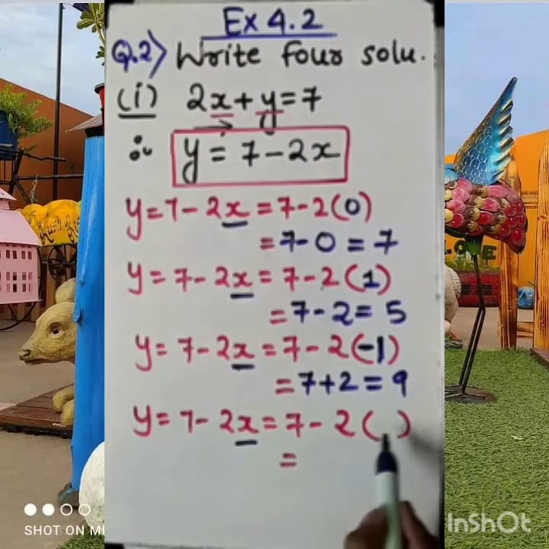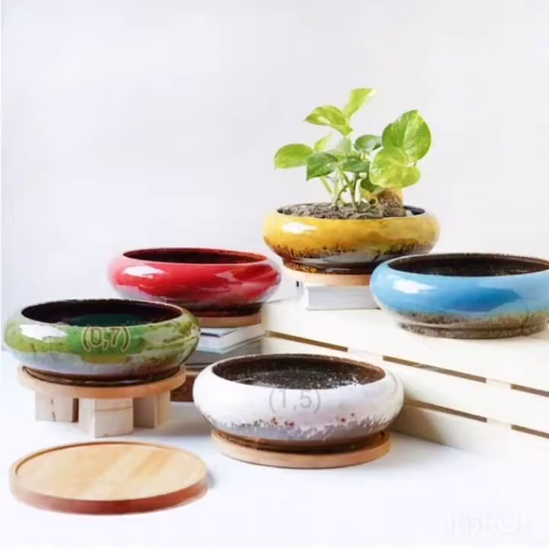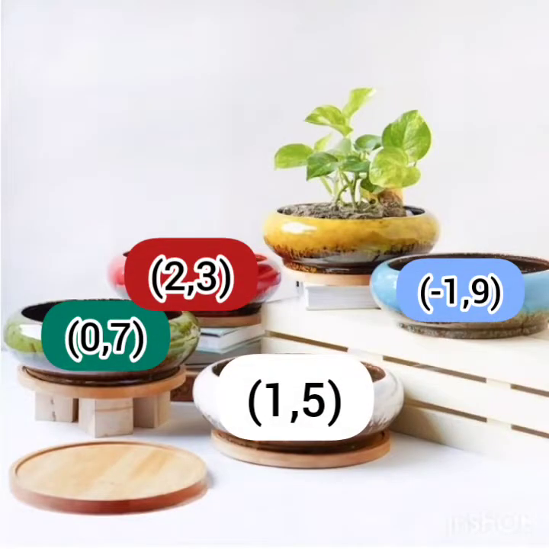Now let's note down the solutions of the linear equation: (0, 7), (1, 5) and (minus 1, 9).